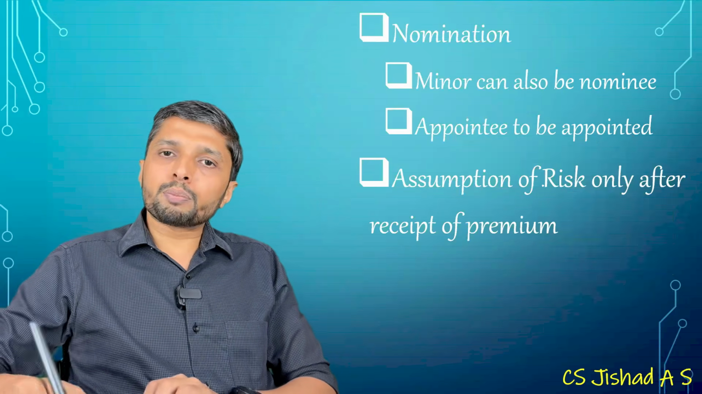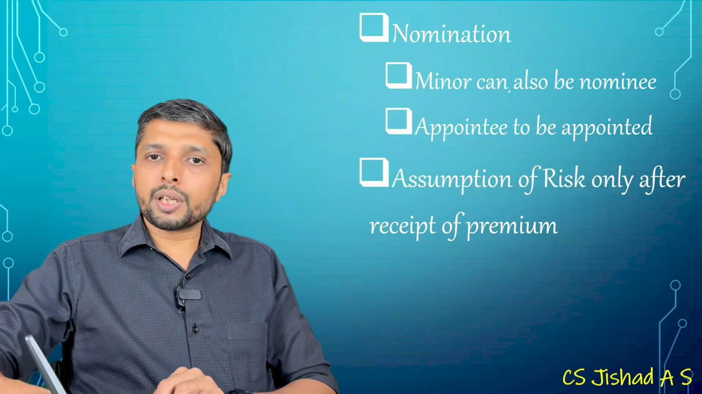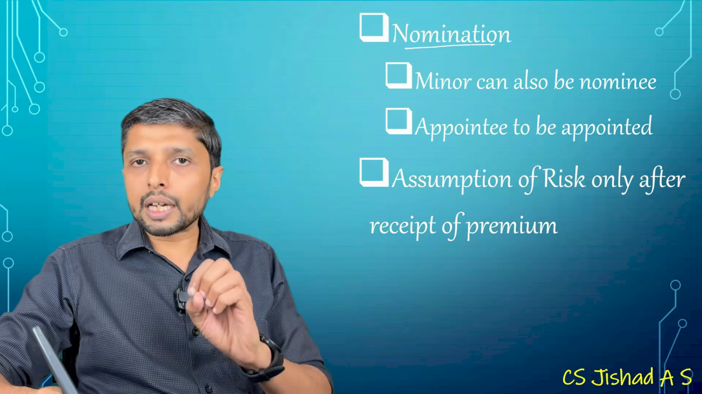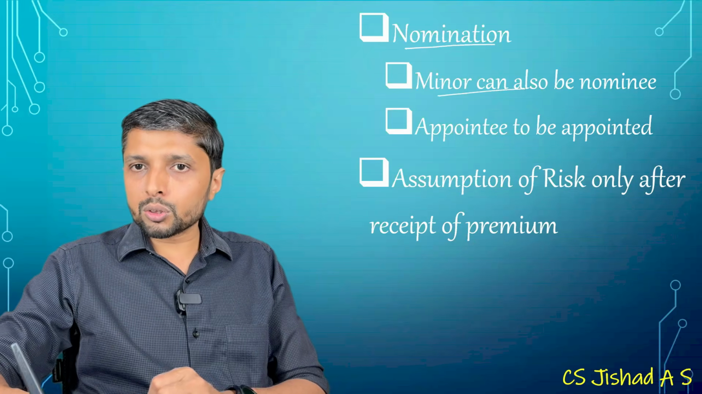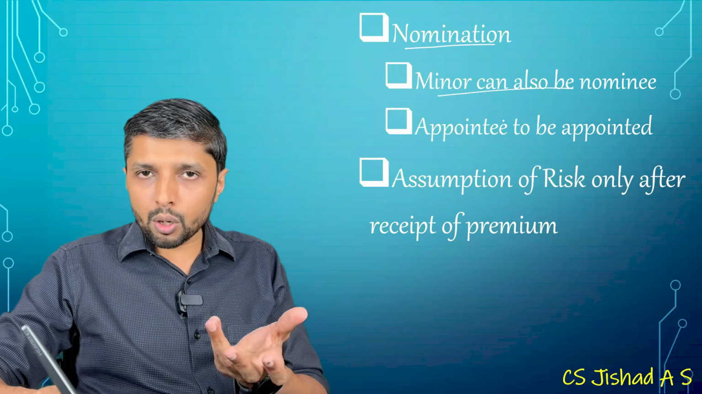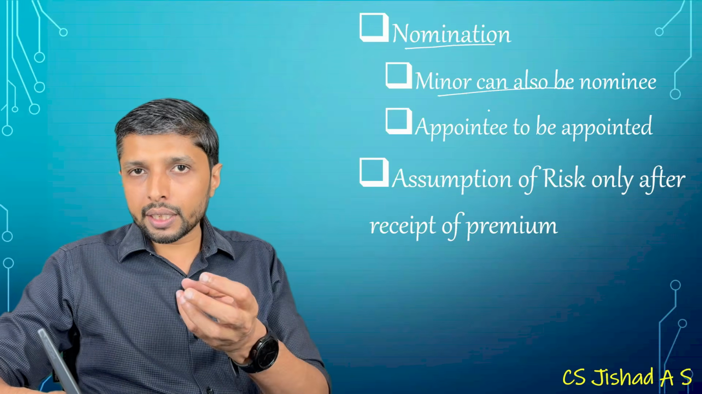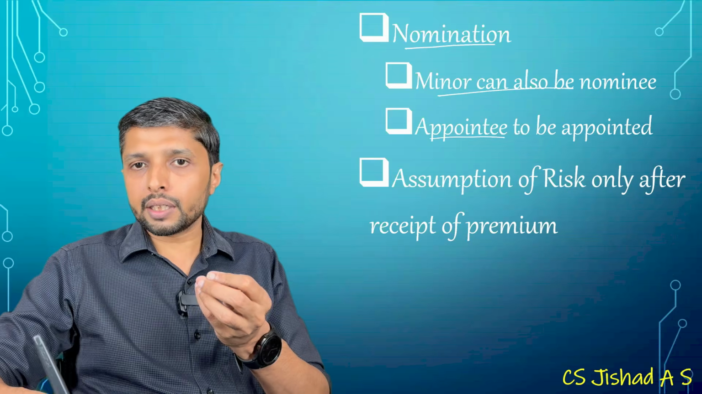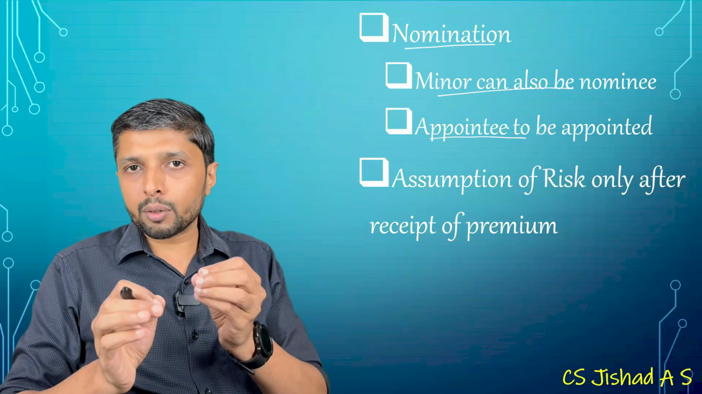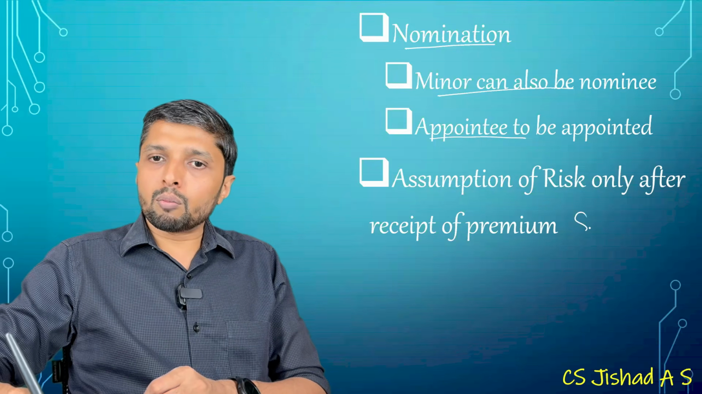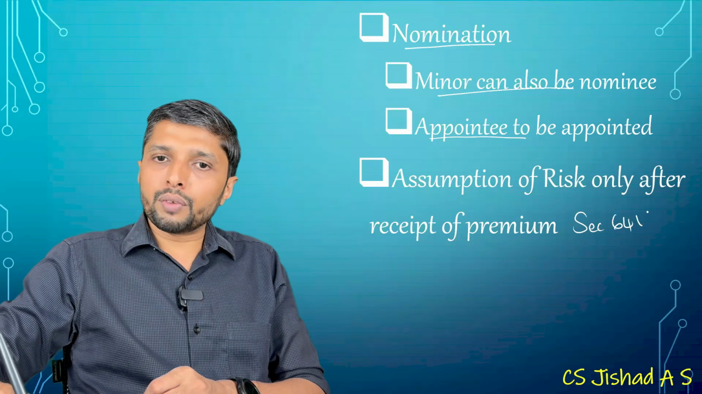Now with respect to nomination, nomination is applicable for life insurance. A minor can also become a nominee. You can change the nominee at any time before expiry of the policy. In case you are appointing a minor as nominee, an appointee, a person who will be able to receive the benefits, will have to be appointed. Then we'll move to section 64 VB.